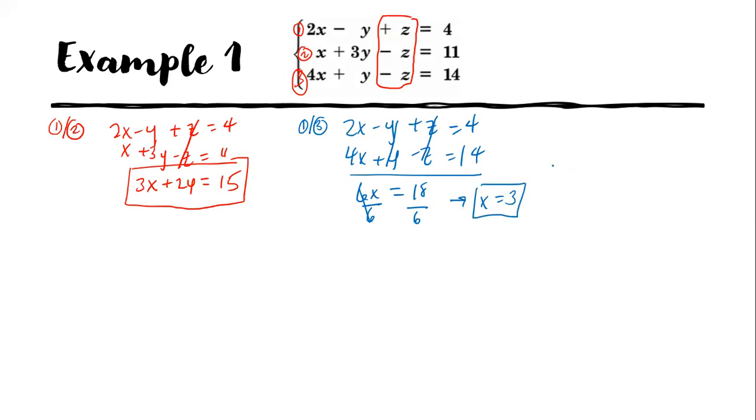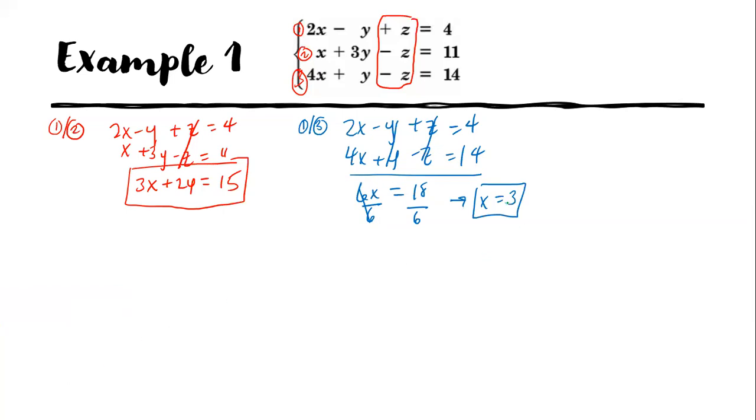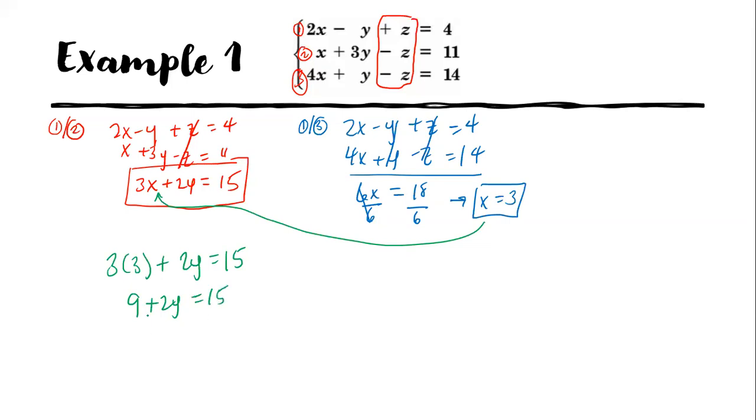So we're going to use what we got from the blue and the red together. Since I know what x is, I can plug x in and solve for y. So we have 3 times 3 plus 2y equals 15. That gives me 9 plus 2y equals 15. We're going to subtract 9. That gives us 2y equals 6. We can divide by 2. And that gives us y equals 3.